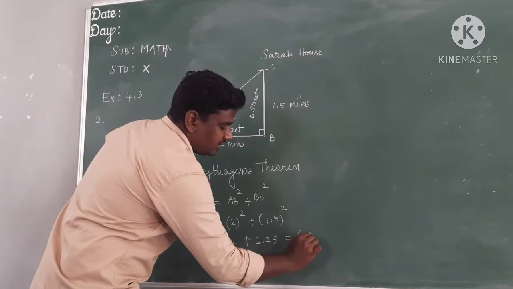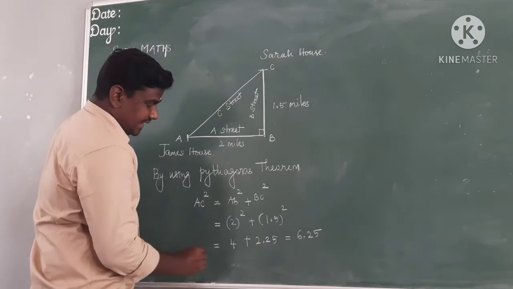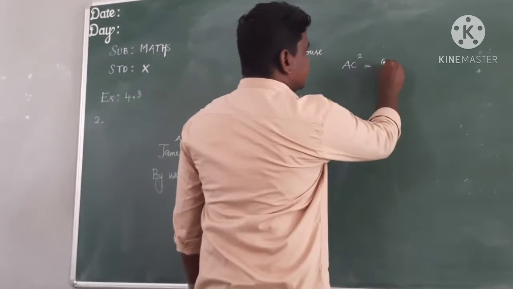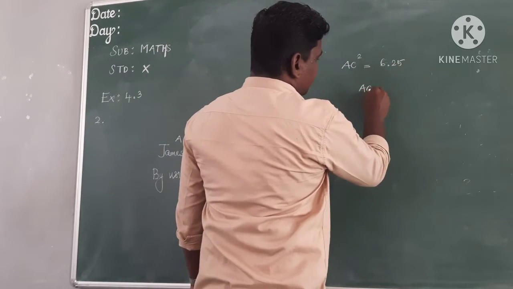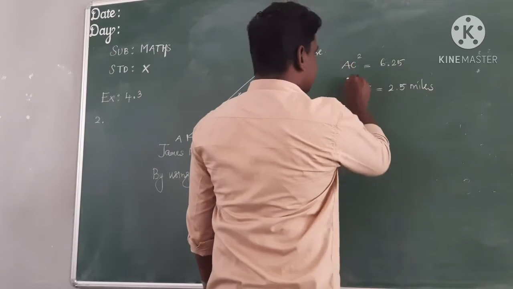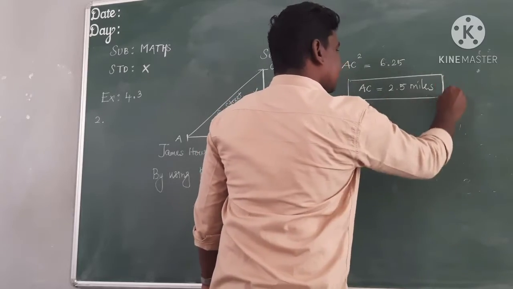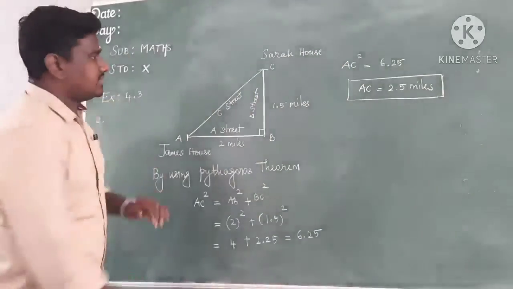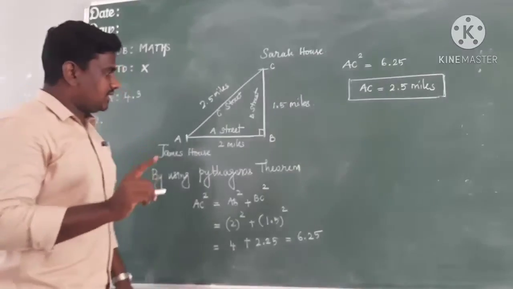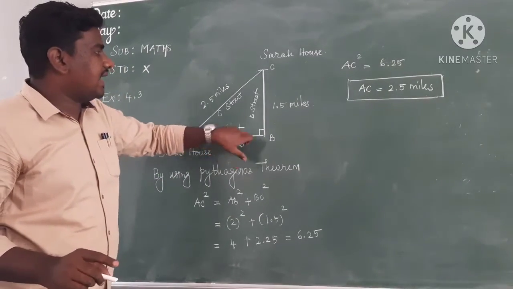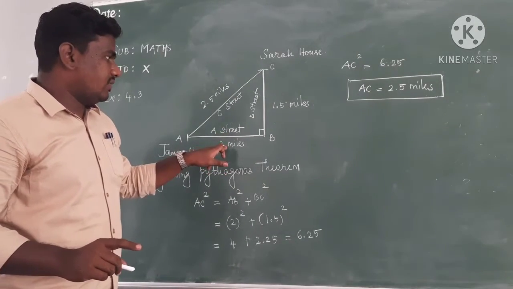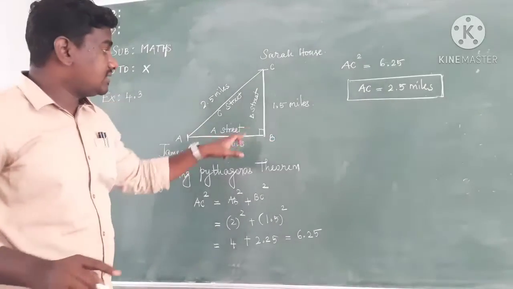Which is equal to 6.25. This is AC square. AC square is equal to 6.25. So AC is equal to 2.5 miles. A to C distance is 2.5 miles. Okay, if one selects this way, A street and then B street, the total distance he traveled is 2 plus 1.5.